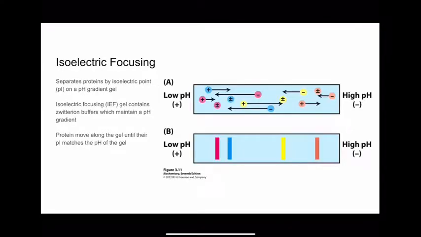Another separation technique we can use is called isoelectric focusing, which separates proteins based on their isoelectric points, which is the pH where the protein has no net charge. Each protein's pI depends on the amino acids that make up its primary structure, and the isoelectric focusing gel is a strip containing zwitterions that are strong buffers, which allows the gel to maintain a pH gradient across the gel. So any protein placed on an IEF gel will move along until it reaches the pH along the strip that matches the protein's pI.